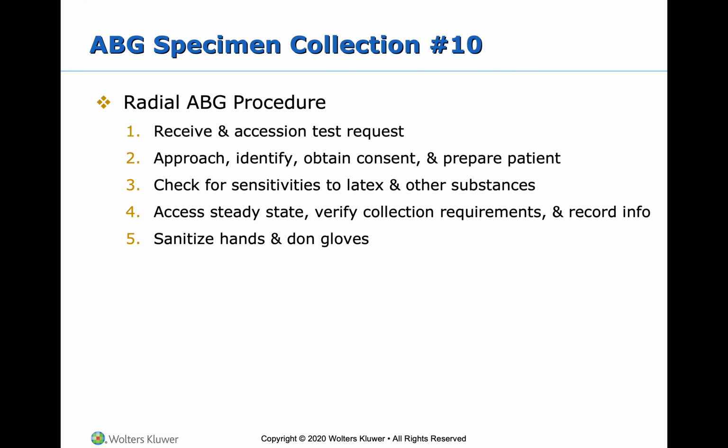Okay, so this is the actual ABG collection procedure. You're going to receive and accession your test request. You're going to do that with any venipuncture, arterial puncture, any procedure that you're performing on a patient. You're going to want to receive and accession your request. Approach, identify, obtain consent, prepare your patient.